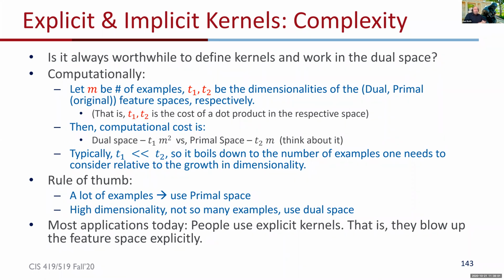Now in applications today, quite often people use the dual space when they use support vector machines. But more often than not, people actually don't do it. They use explicit kernels, kind of like what you did in homework 2 when you computed small conjunctions. You just blow up the feature space, and you're willing to pay for the long dot products. Questions?